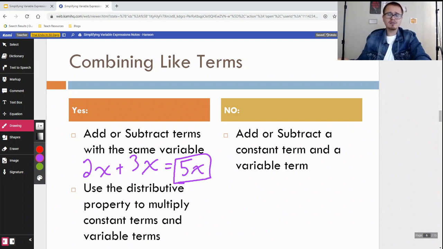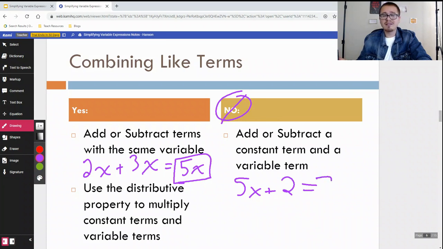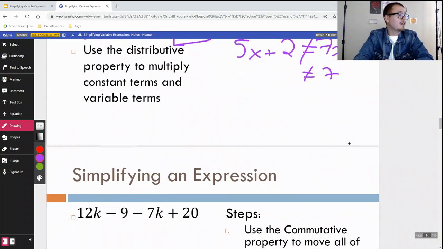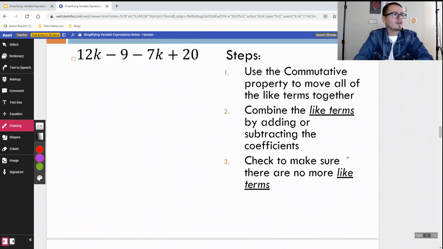What you cannot do, so this is bad. Don't do this. You can't go 5x plus 2 equals 7x. Nope. Or equals 7. Nope. You can't mix them together. That's like oil and water. It don't work. It's like ketchup on tamales. I know somebody does that. It's disgusting.